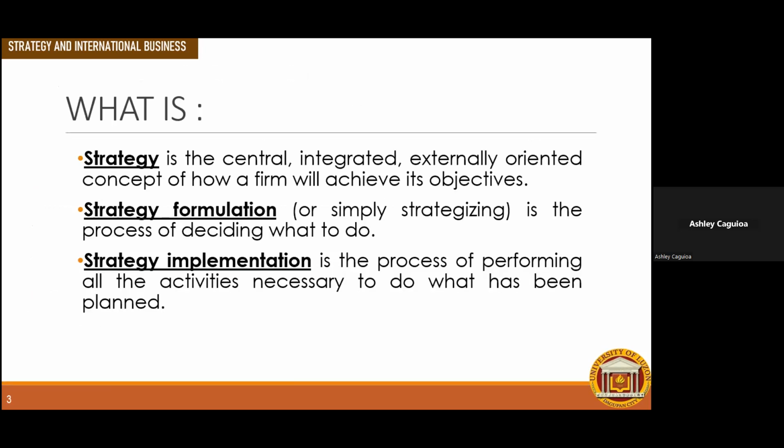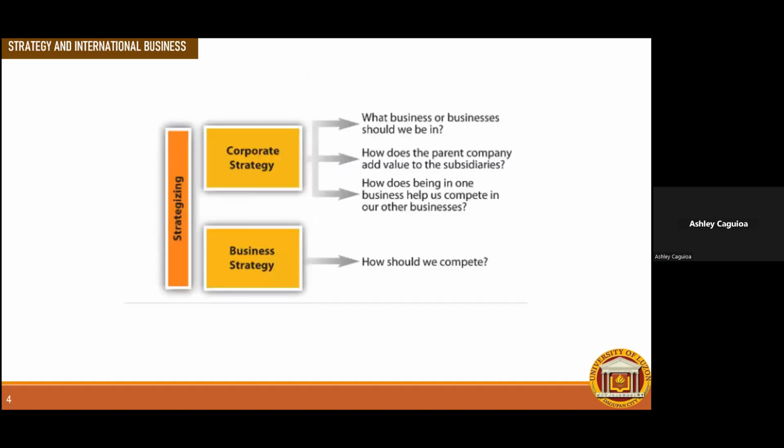Okay, what is strategy? Strategy is the central, integrated, externally oriented concept of how a firm will achieve its objectives. Strategy formulation, or simply strategizing, is the process of deciding what to do. And next, we have strategy implementation. Strategy implementation is the process of performing all the activities necessary to do what has been planned.